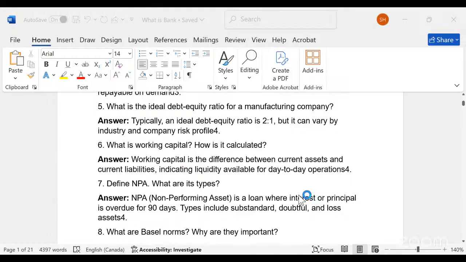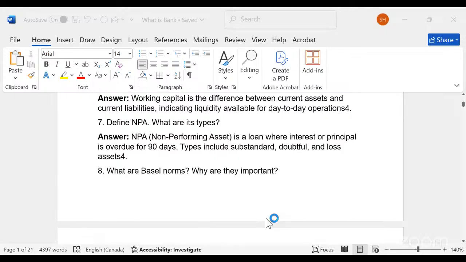Define NPA. What are its types? NPA, non-performing asset, is a loan where interest or principal is overdue for 90 days and above. Types include substandard, doubtful, and loss assets.